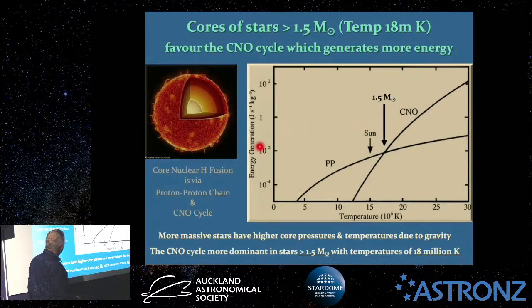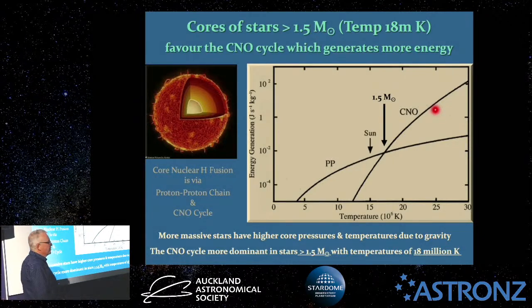The other thing you'll notice here, on the y-axis, is the energy generated by these processes. As you can see, the proton-proton chain generates a certain amount of energy, then it tapers off as the temperature of the core goes up. But the CNO cycle is really sensitive to the temperature of that core, whereby as the temperature goes up, look at the energy output, it just starts rocketing upwards.